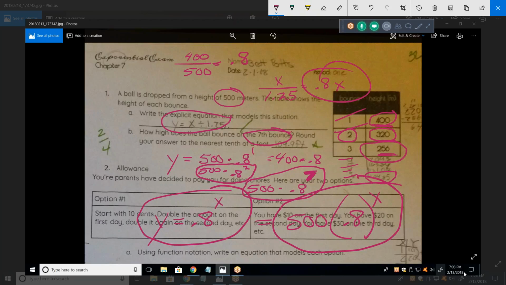Okay. Especially given the title of this, that's exponential exams. So x divided by 1.25 is not an exponential expression. Yeah. So you know your answer for A needs to be an exponential expression. And what that means is that the variable x needs to be in the exponent, like it is in the bottom right.